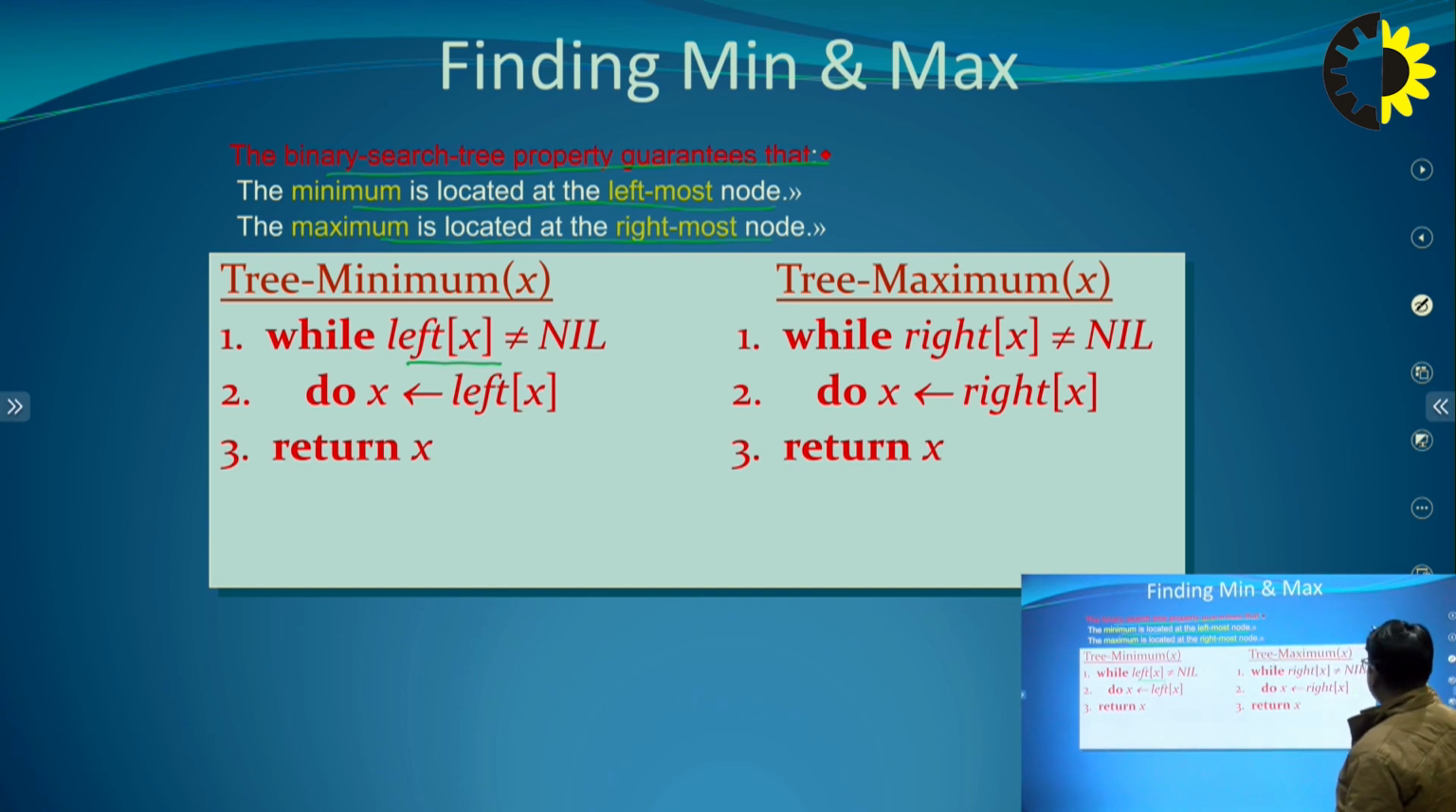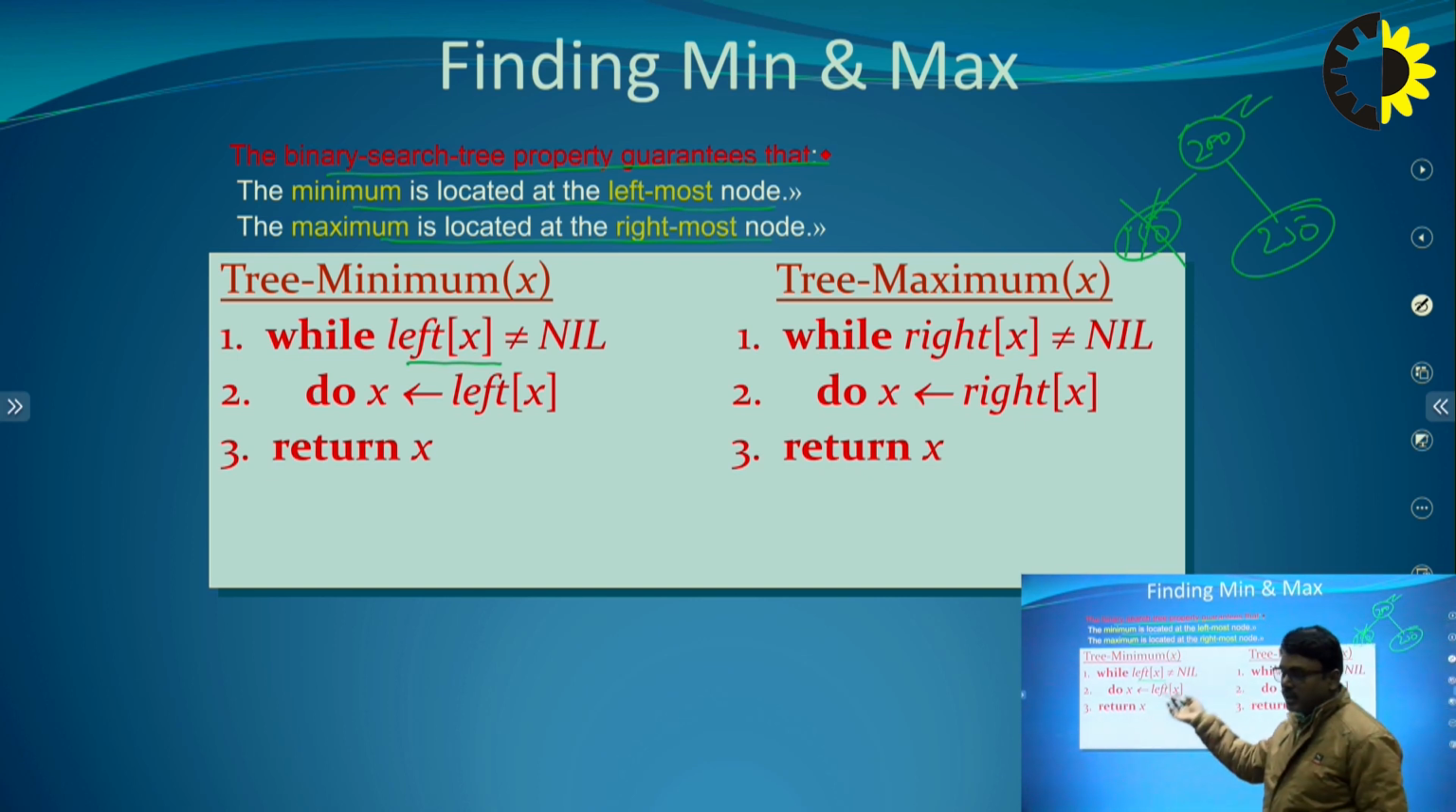Because we already know the property of the binary search tree is what? Suppose this is 200, then this will be 150 and this will be 250. Whatever value is present on the right subtree will be higher than the root node, and the left side will be comparatively lower than the root node. If this is not present here, that means the root is the lowest value. This is what it signifies here. That's why left of x is not nil. If this is false, then the root itself will be the lowest value.